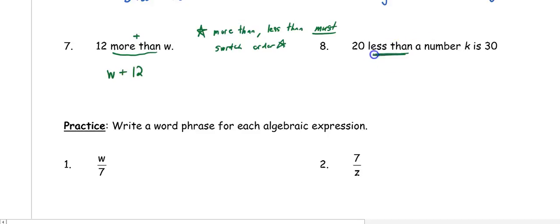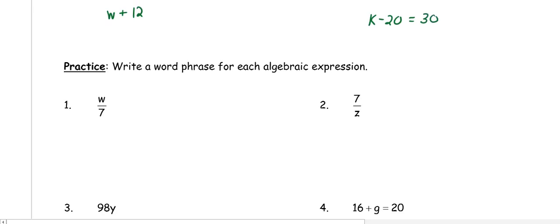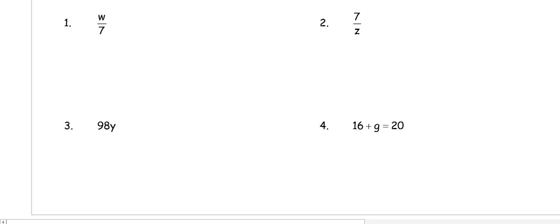The same thing happens with less than. So 20 less than a number k is 30. Instead of having 20 first and k second, we're going to switch it. So k minus 20 equals 30. And this only happens when we have the words more than and less than. Now let's switch gears, and we're going to have the mathematical expression, and we need to write a sentence for it. So the first one is represented by division. So when we have division here, we would say the quotient, remember that's the word we use for division, so the quotient of w and 7.